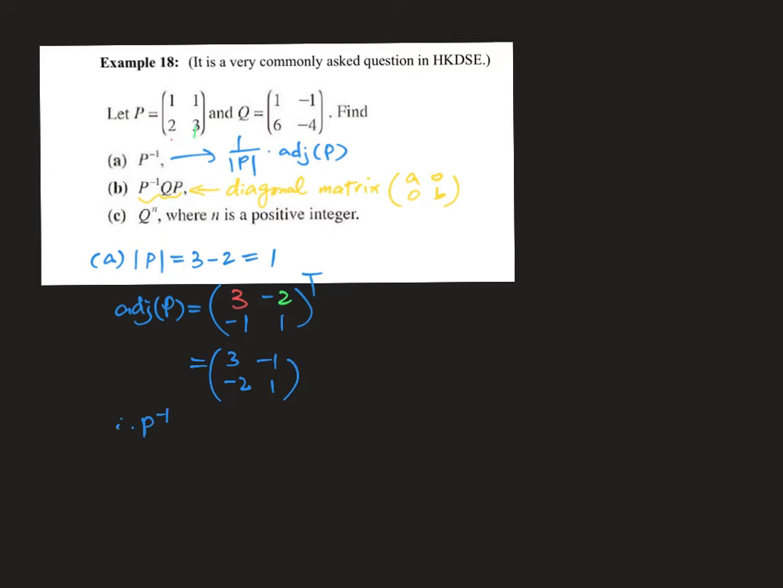Finally, you can get P inverse in a very quick way. Because the determinant is 1, 1 over 1 is also 1. So the P inverse will be directly equal to the adjoint, which gives you 3, minus 1, minus 2, 1 finally.